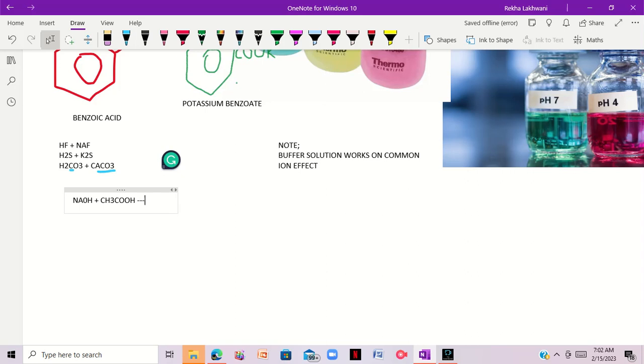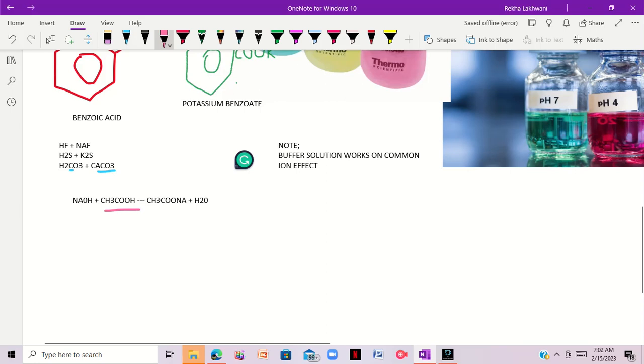What will happen? A reaction will take place, and sodium acetate will be formed, plus water, H2O. So in the end, we have a weak acid and a salt of a strong base.